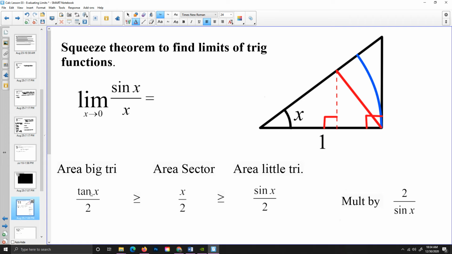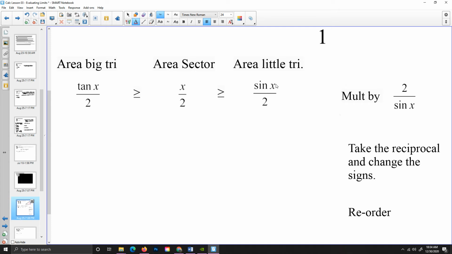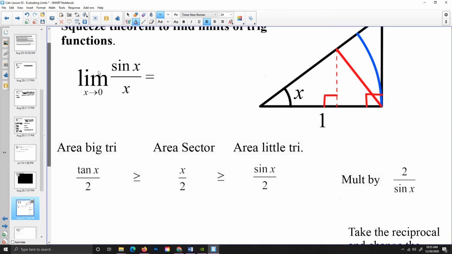But the area of the big triangle turns out to be the tangent of x over 2, which will always be bigger than the area of the sector, which is going to be x over 2, which will always be bigger than the area of the little triangle, which we can calculate to be the sine of x over 2. We're going to try and get the limit of these two outer expressions to equal the same value, and therefore squeeze this middle one to equal the same value. Now, I know you might be saying, I thought we were trying to evaluate sine x over x. Well, we will get there, I promise.